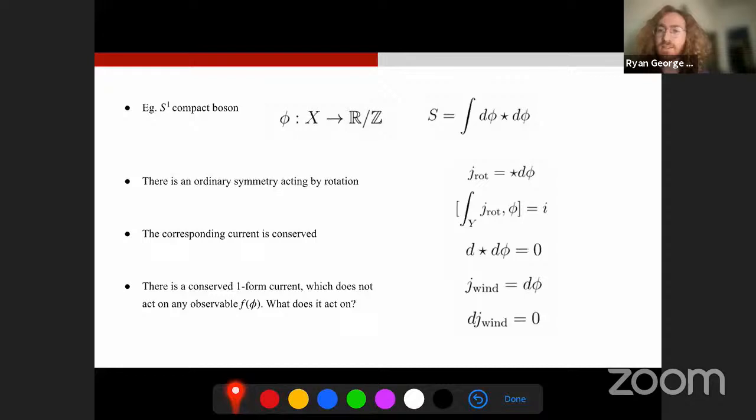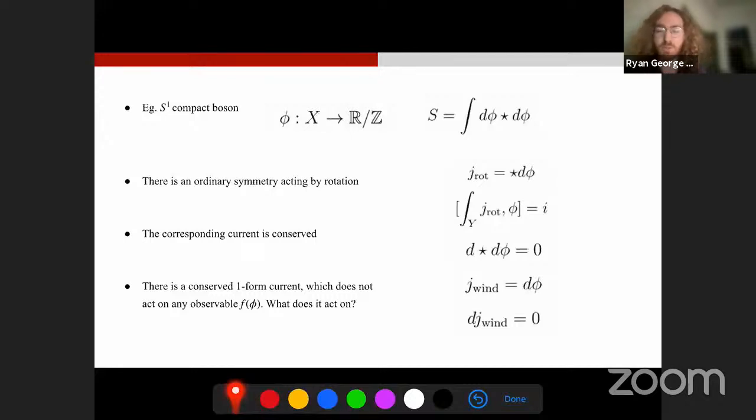And this theory has a number of symmetries. One obvious symmetry is that because this action only depends on the derivative of phi, there's a rotational symmetry. You can rotate this circle. It doesn't change the action. And the current associated to this symmetry is star d phi. You can show why that is by doing canonical quantization. You find some commutation relation that says that this current generates the transformation. And it's conserved in the sense that d of this current, d star d phi, is zero, which is actually the equation of motion of this action.